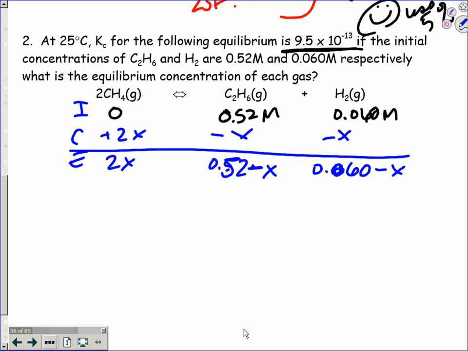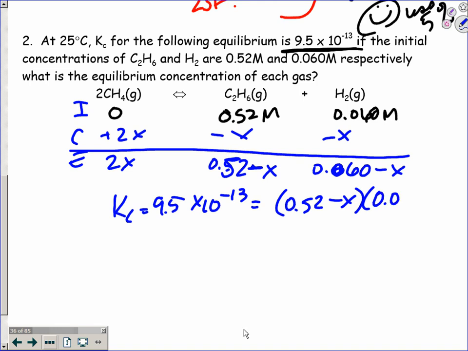And then we would say Kc is equal to 9.5 times 10 to the negative 13, which is equal to what? 0.52 minus x times 0.06 minus x over 2x squared. Good, because we're doing that to the second power. Noting that this is a very small value, what would you probably then think to do? Neglect x and solve. Can you guys solve for x real fast for me? Not in your head, calculator, please. Neglect x and solve. Let's see what this is.